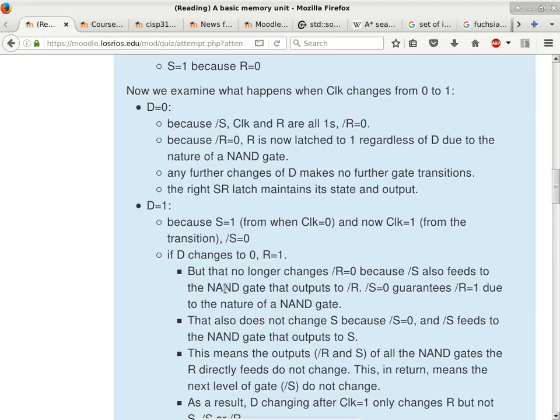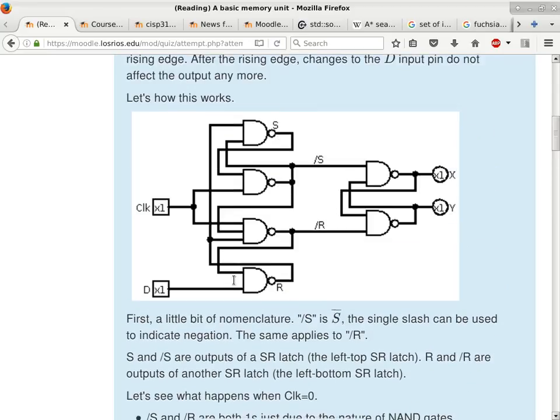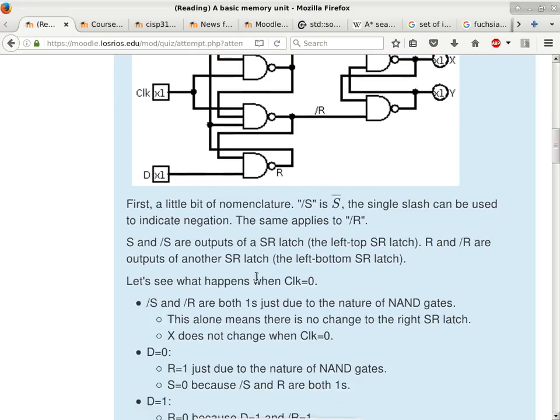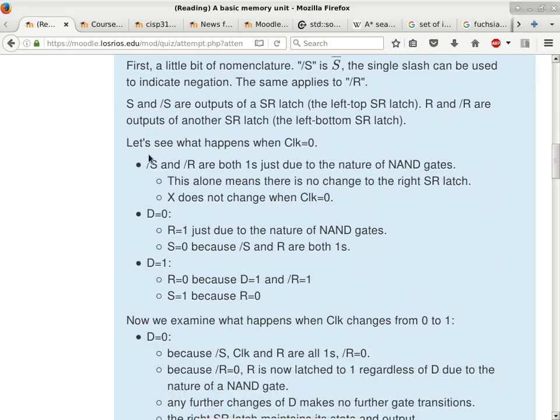Okay, so instead of just looking at the picture and working out everything, because we have a limited amount of time at this point, I'm just going to go through this part here. When clock is 0, not changing, just flat 0, then there's no change. The D pin doesn't do anything to the SR latch. Is that okay? It just doesn't incur any changes in that case.